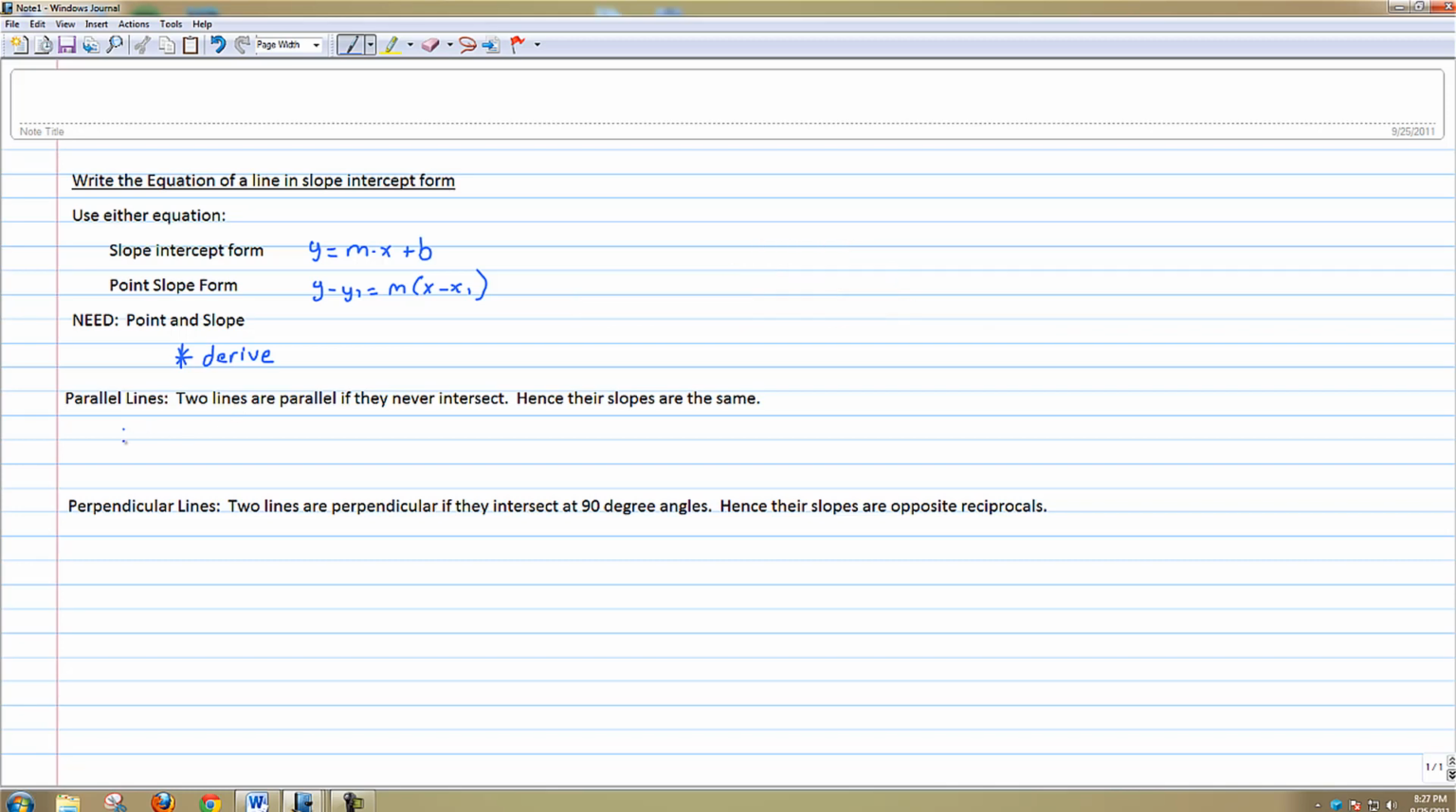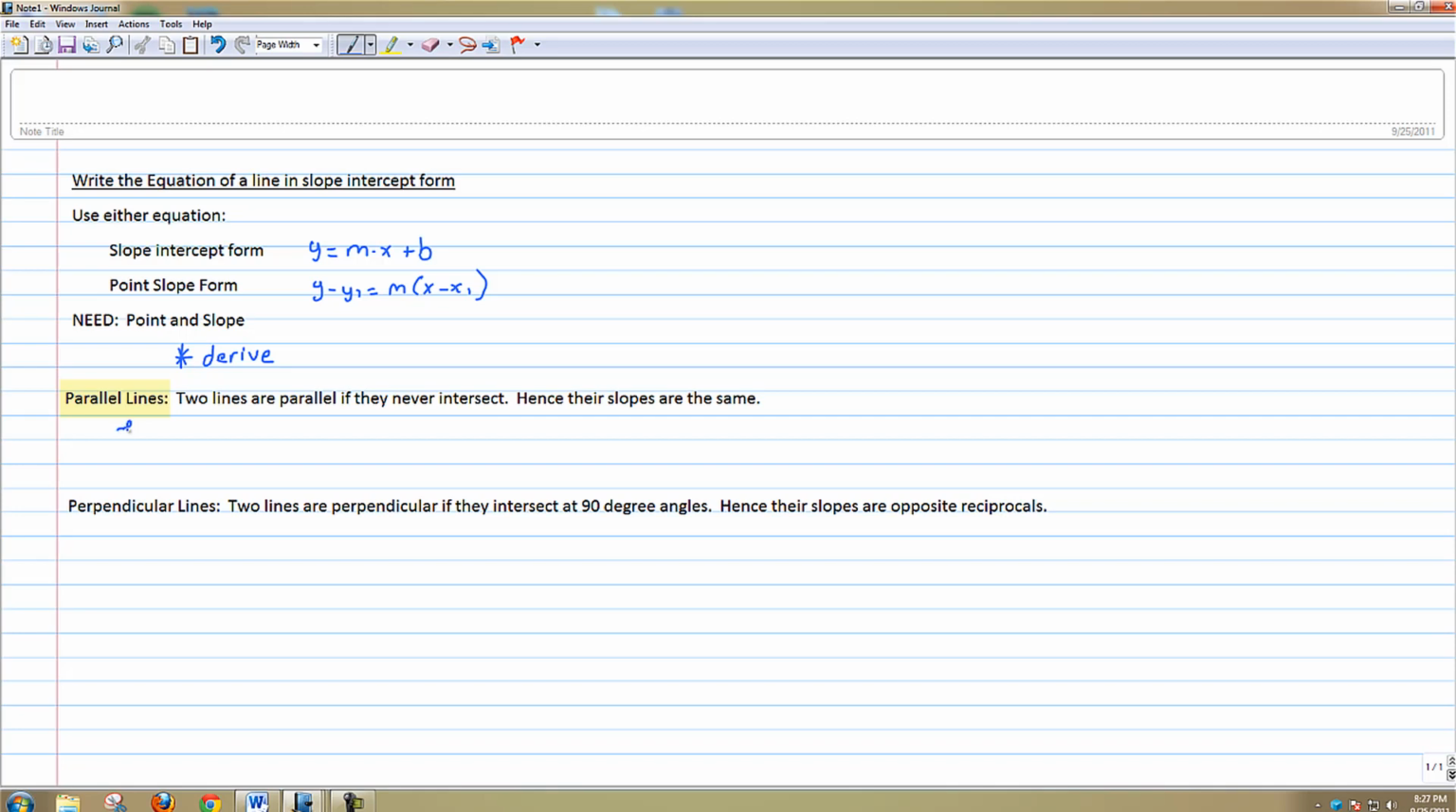Now in this video we're going to focus on 2 specific cases, and these cases deal with parallel lines or perpendicular lines. So it's important for us to understand what those mean. 2 lines are parallel if they never intersect each other, so they never cross one another. If you think about this, it means the lines have the exact same slant or tilt.